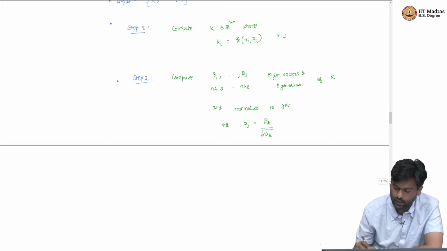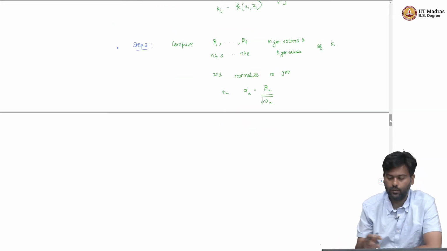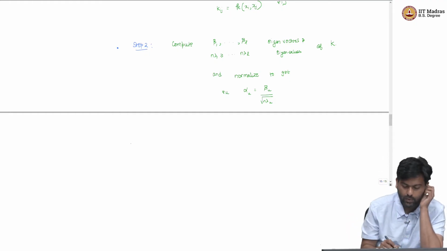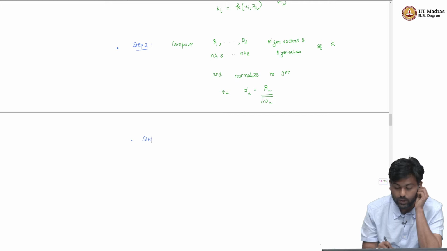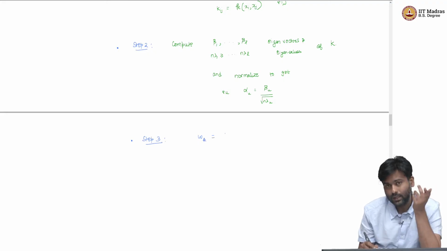Maybe I will put this as alpha L, or alpha u, so that it does not confuse with the other k that we have, which is just an index. With however many eigenvectors you want, that many alphas you get. So, what would be step 3? In the original, when we were solving issue 1, we said that step 3 is you get wk as x times alpha k. Here it is going to be phi of x times alpha k.